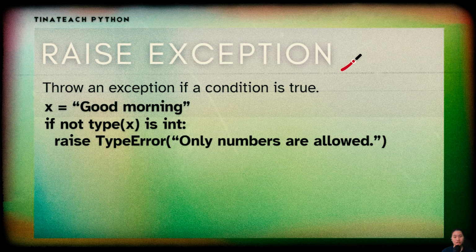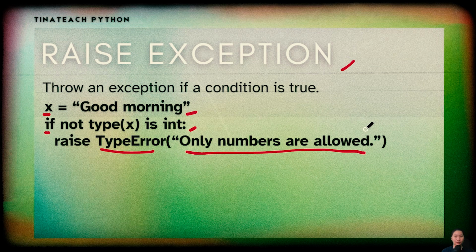Now, raising an exception. You don't need to create or manufacture an error to mess around with exceptions, right? You can generate an exception given any condition. So for example, I have x is good morning. We're using an if statement: if not type x is int. So if x is not an integer, basically raise TypeError, only numbers are allowed. As simple as that.